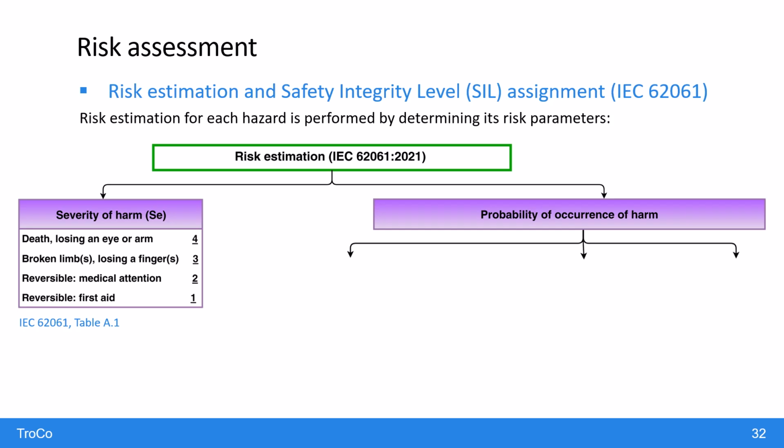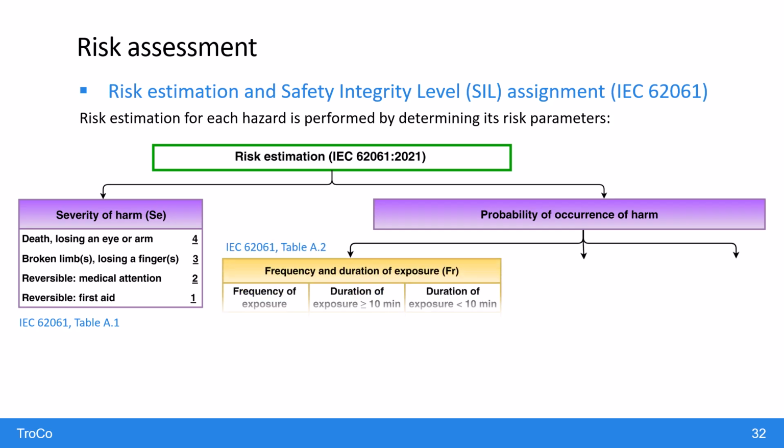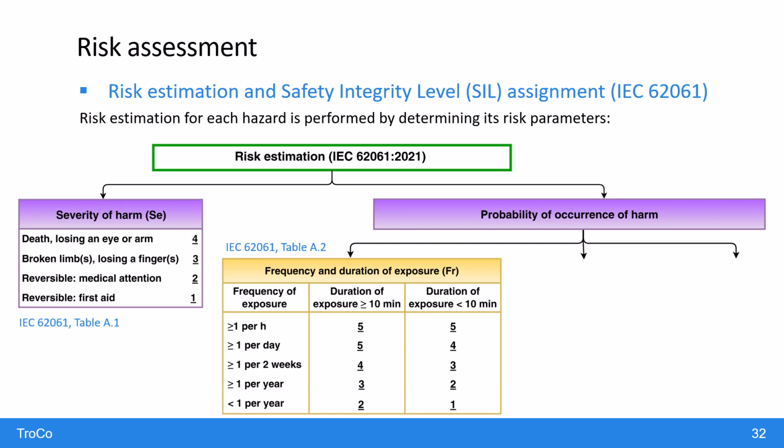3. Major or irreversible injury may still allow work after healing, for example, a broken limb. 2. Reversible injury, needing medical treatment, for example, deep cuts. 1. Minor injury, needing only first aid, for example, scratches. Probability of harm occurrence is based on 3 parameters. First, frequency and duration of exposure, FR.